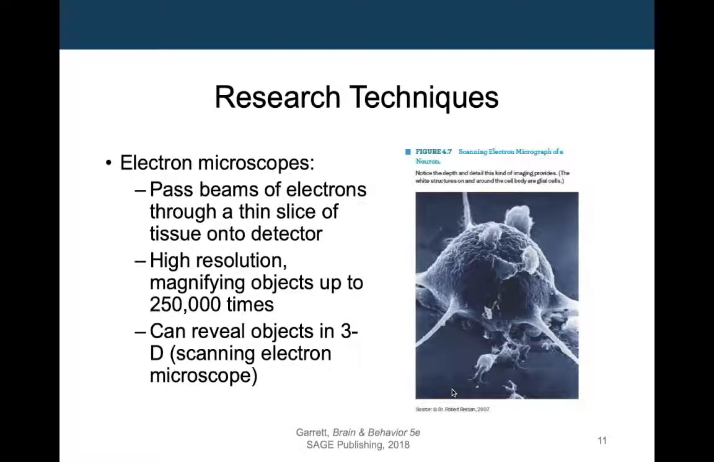And of course, with the electron microscopes, there are two types. Okay. Let me go back for a moment. If you have your pen and paper, you will need to note that there are two types of electron microscopes. There are transmission electron microscopes, and then there are scanning electron microscopes. Okay. A transmission electron microscope works by passing a beam of electrons through a thin slice of tissue.